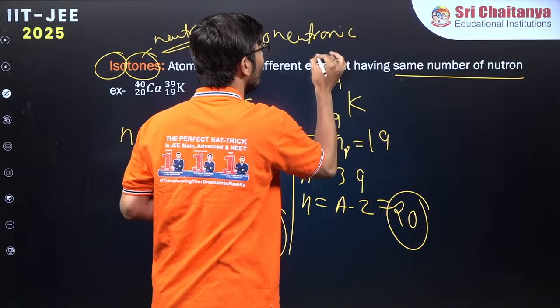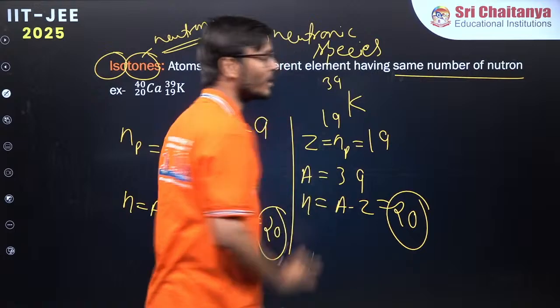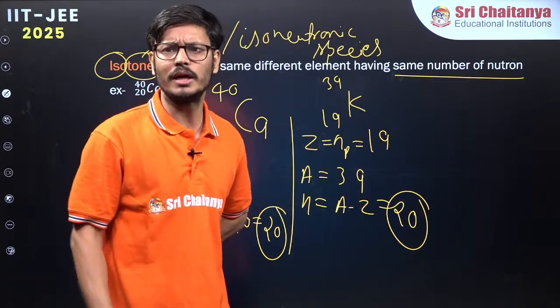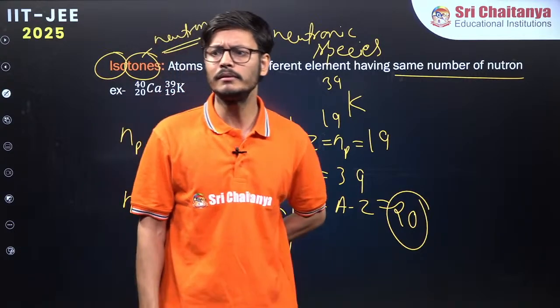What are they called? Isoneutronic species. They are also known as isoneutronic, or also known as isotones. Is it clear to everyone? Isotone is clear to everyone? Give a thumbs up please. Yes?